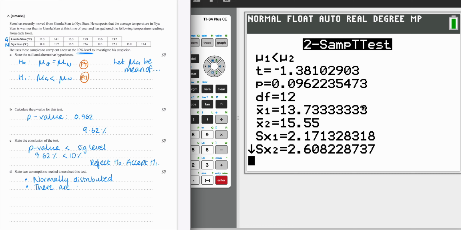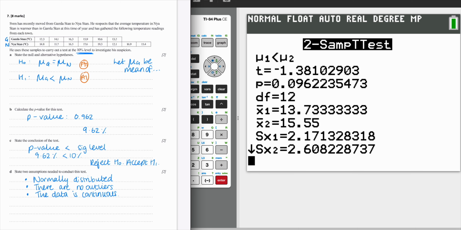And if you were doing a t-test in an IA, for example, you should be checking or showing these things are true. And also that the data is continuous. Any of those things would be good to mention. It is 2 marks, 1 mark for each of the statements that you make that is correct.